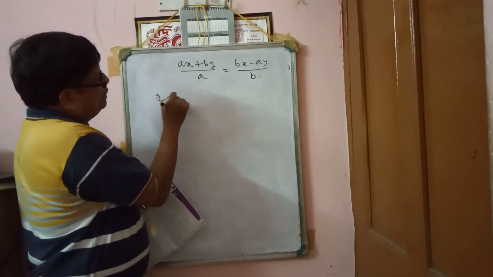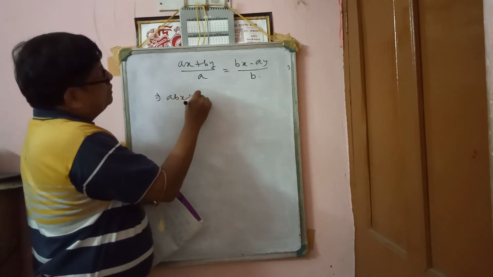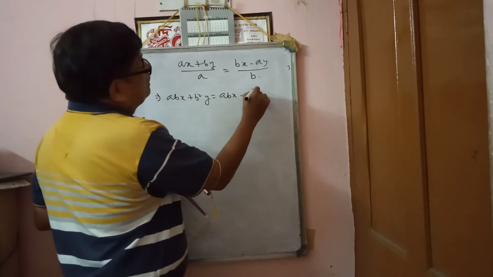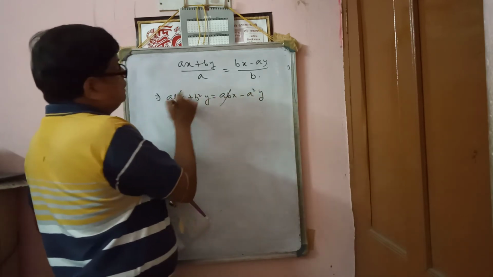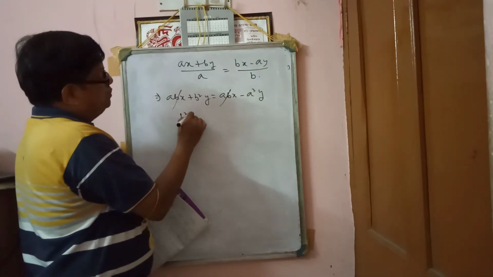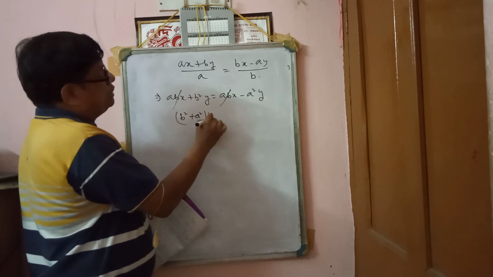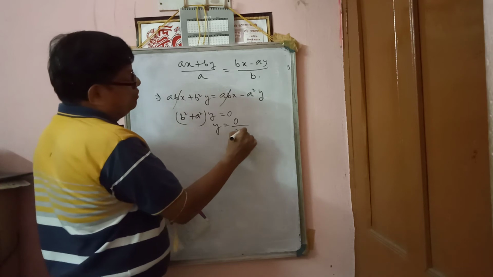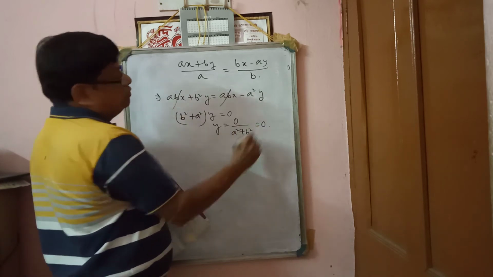See, abx plus b square y equals abx minus a square y. So you will cancel both sides. Take that (b square plus a square) of y equals 0. Then y equals 0 by (a square plus b square). So it will be 0.